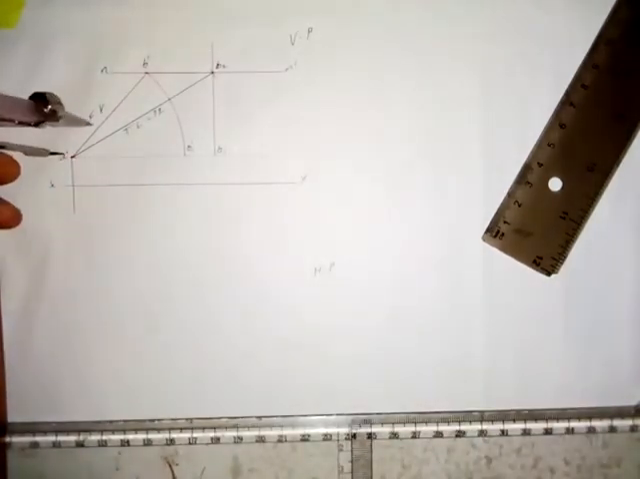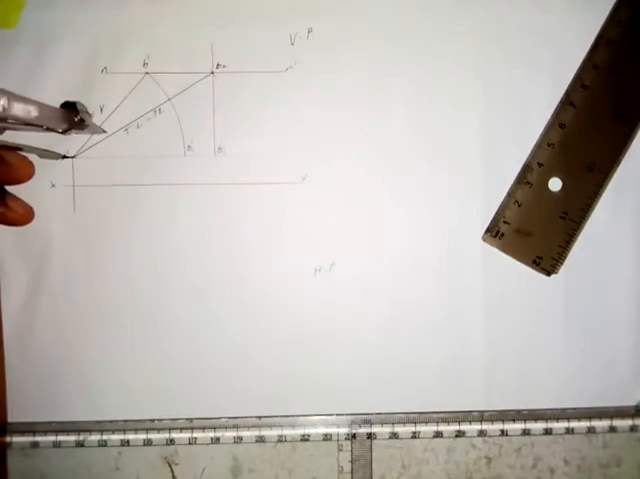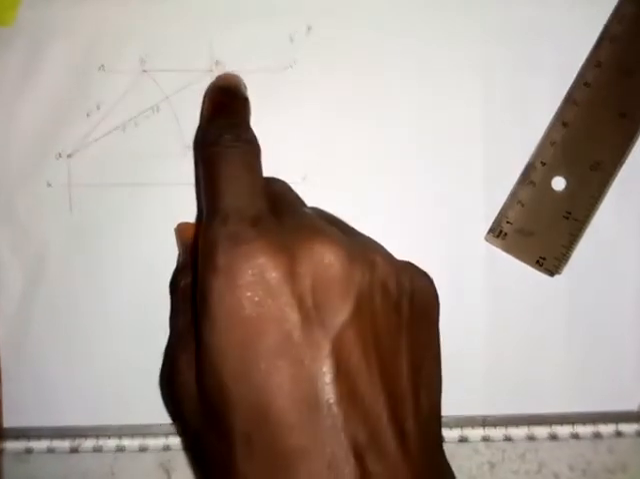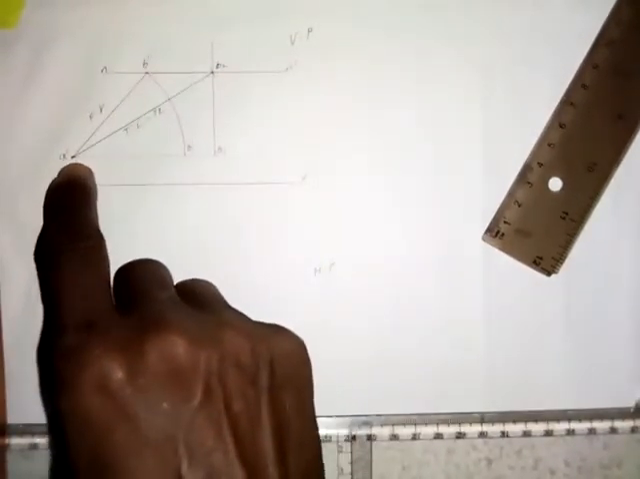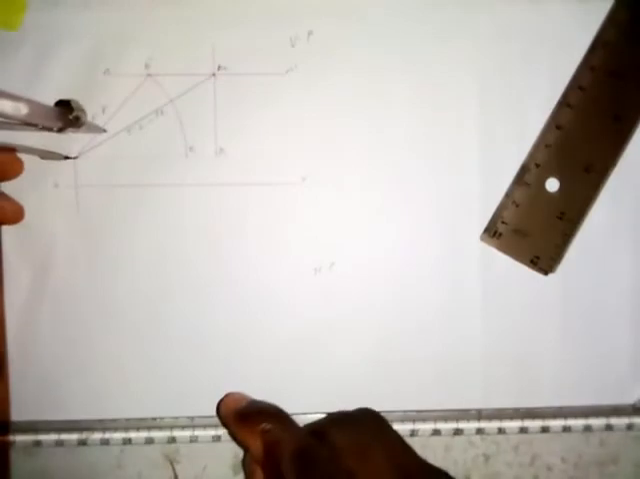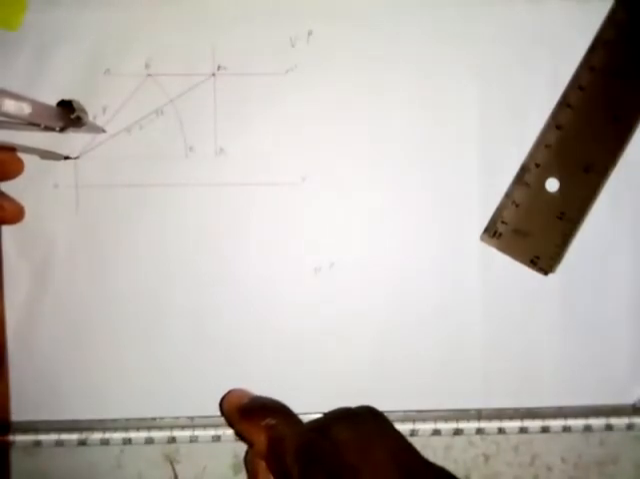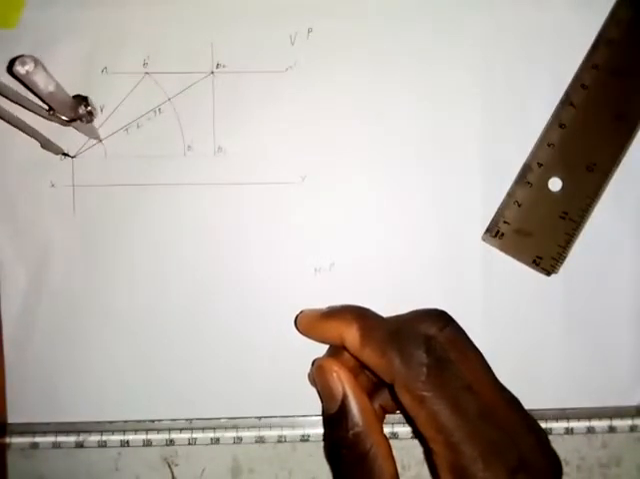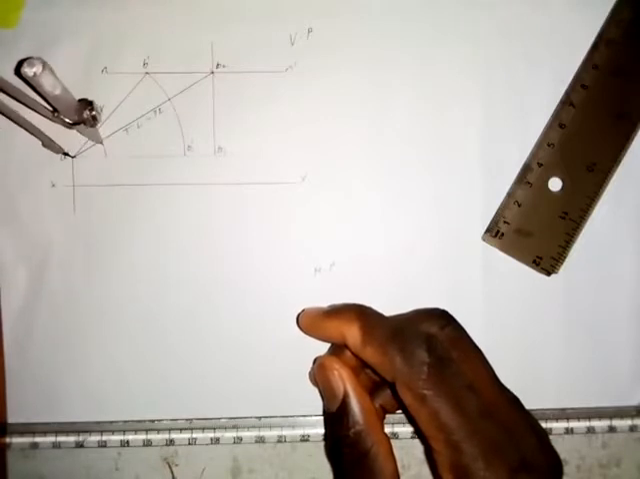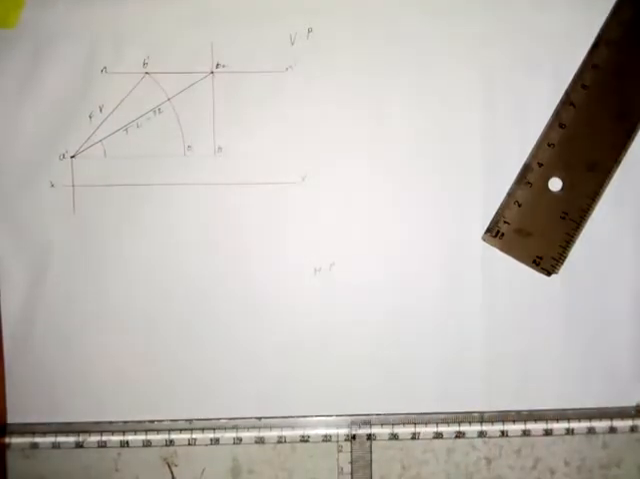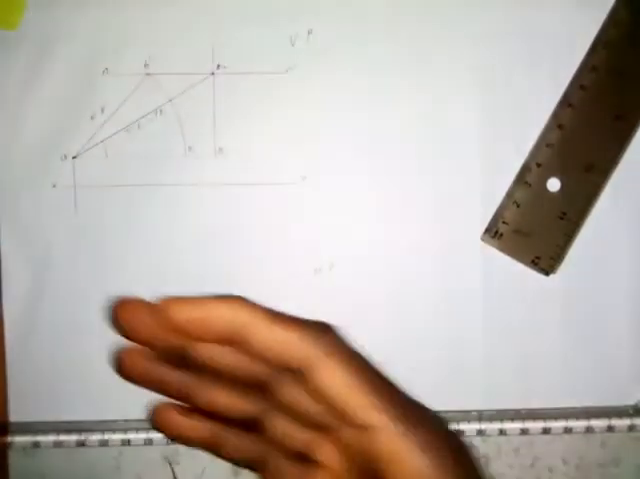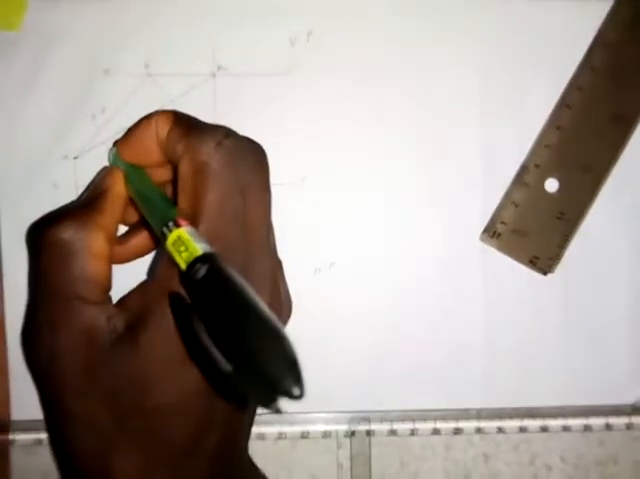as we are told in the question that we should determine the true inclinations of the line, the angle that this line A prime B2 makes with this horizontal line is one of the true inclinations that we are asked to determine. And this angle here is the true inclination to the horizontal plane. I will come back to take a measurement of this angle, but let me call it theta.